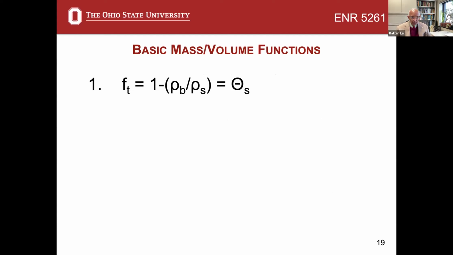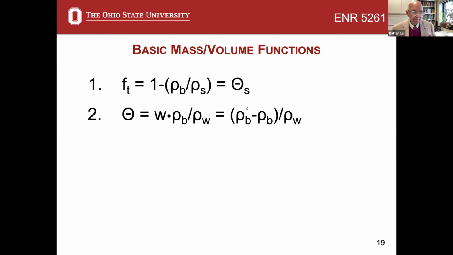Total porosity, f_T, is 1 minus ρb, the bulk density, divided by ρs, the particle density. And when you take the difference, you get the saturation percentage. Theta is total porosity, the same thing as the moisture content of the soil when it is completely saturated. All pores are full of water, no air. So total porosity is 1 minus bulk density over particle density. It's also equal to total water content when all pores are full of water, or saturated porosity.